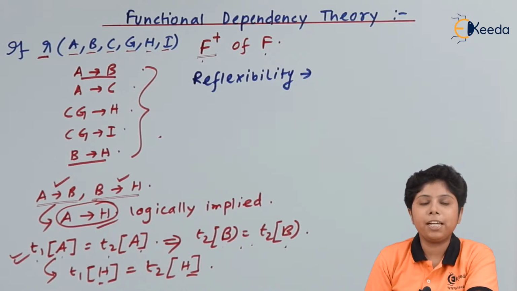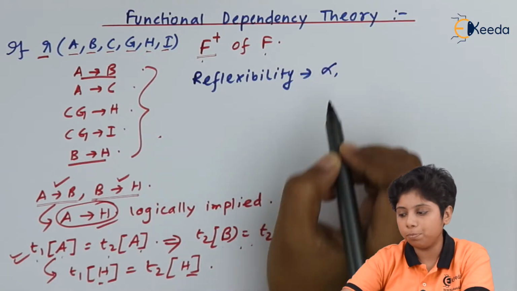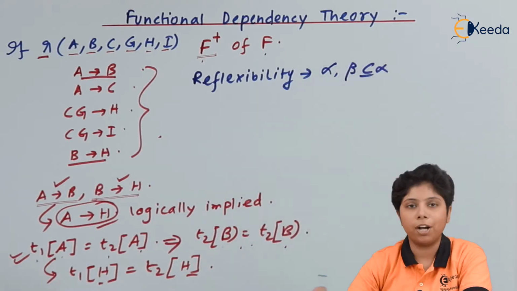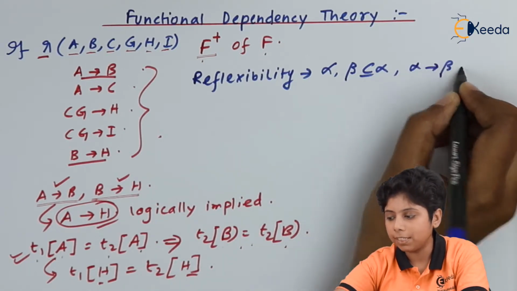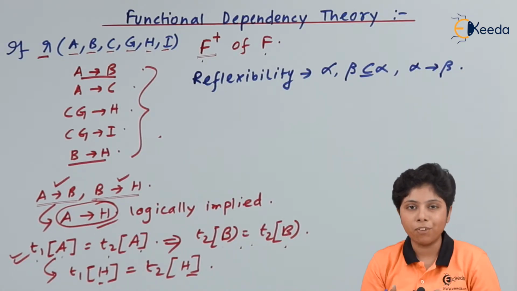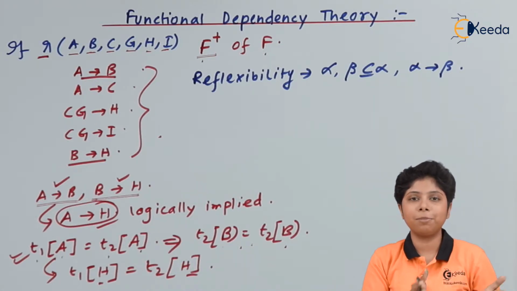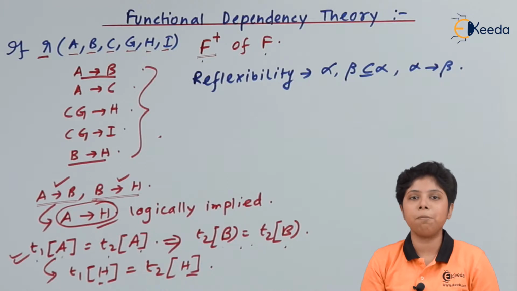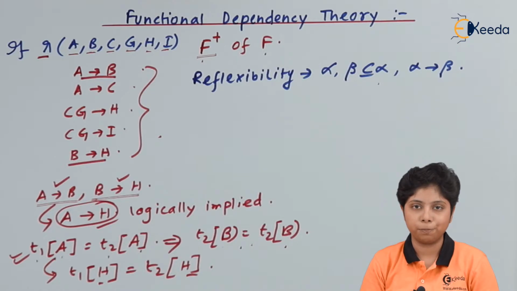The reflexivity axiom, or rule. The first rule states that if there is an alpha attribute or a set of attributes, and beta belongs to alpha, then for every beta that belongs to alpha, alpha implies beta is satisfied. That means if beta is a part of alpha, then obviously alpha can define beta. For example, if there is a department ID combination, then the ID or the department can individually imply the department, as a part of the alpha or the set of attributes.